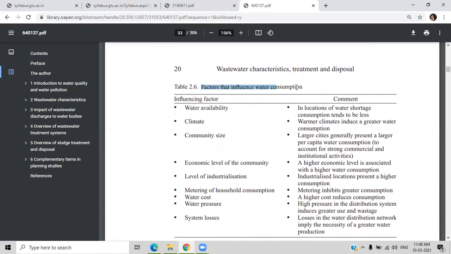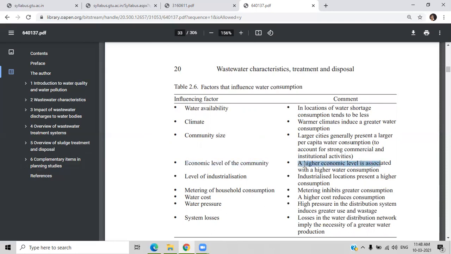So the factors that influence water consumption: the first is water availability. In locations of water shortage, consumption tends to be less. The second is climate. Warmer climates induce greater water consumption. Community size. Large cities generally present a larger per capita water consumption to account for storage and strong commercial and institutional activities.